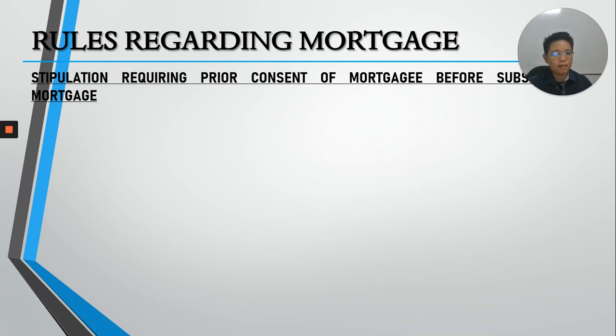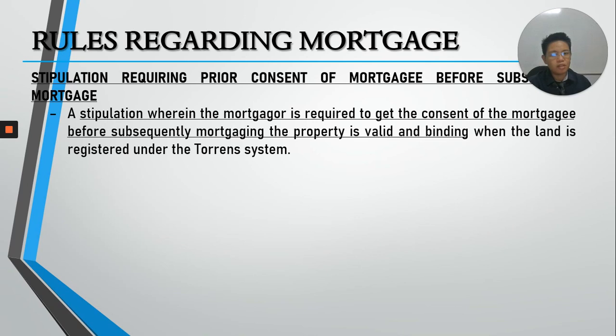As long as any other creditor is willing to risk na merong mga naunang mortgagees kaysa sa kanya. So anyway, this stipulation requires na bago isangla ng mortgagor ulit to other persons, yung original mortgagee should consent. So this stipulation is valid and binding. So what else?